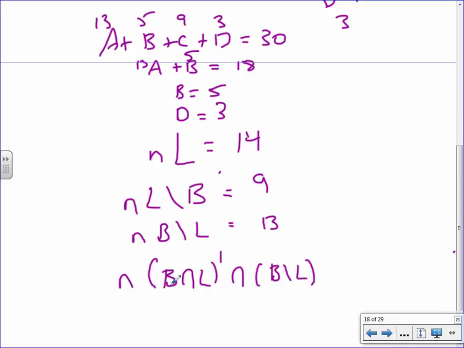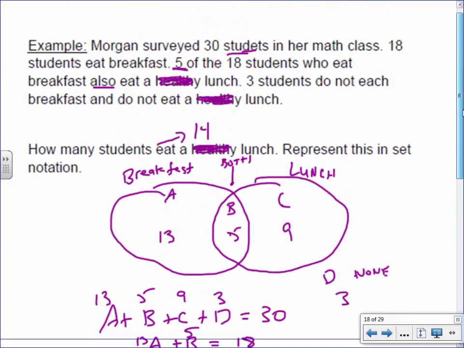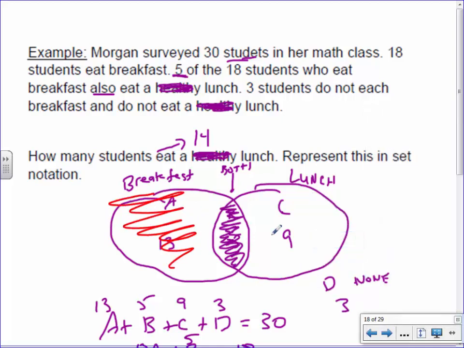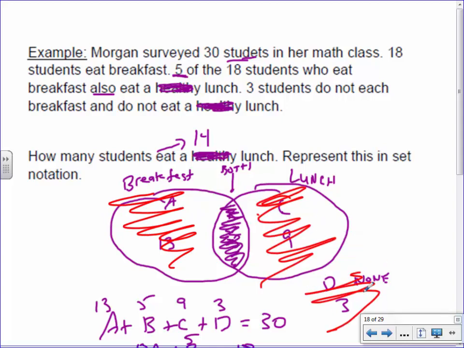Sometimes I actually find it worthwhile for kids to do some shading. So where is B and L? B and L, hopefully you'd agree, is in the middle. Does that work? Then I want the prime of it. So if we want B and L prime, it actually means I want this now, this, and this. So the red is now B and L prime. Sound good?